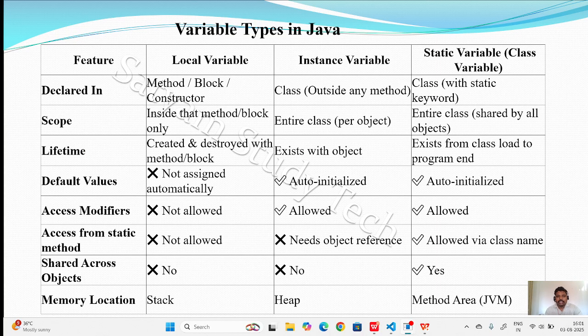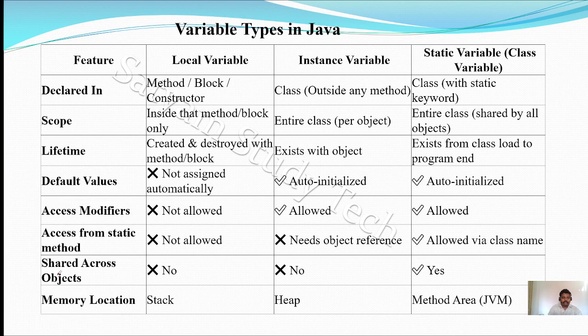Today's topic is variable types in Java: local variable, instance variable, and static variable. Now, declaration. Where can you declare a local variable? The local variable is declared within a method, a block, or a constructor. That type of variable is called a local variable.